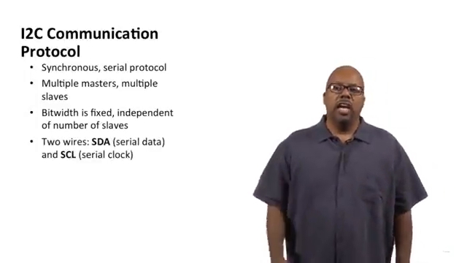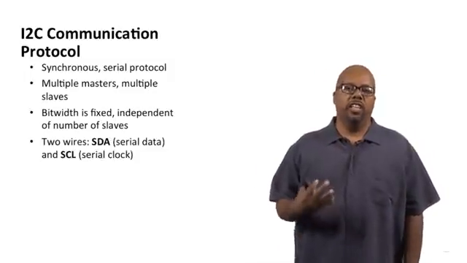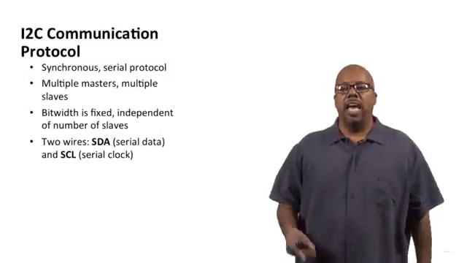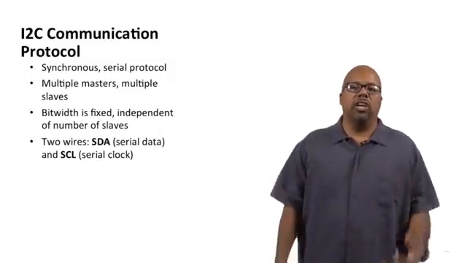So 2 wires, SDA and SCL. These are the common names. SDA is the data. That's the line where the data is going to travel. And SCL is the clock that's used to synchronize all the devices.